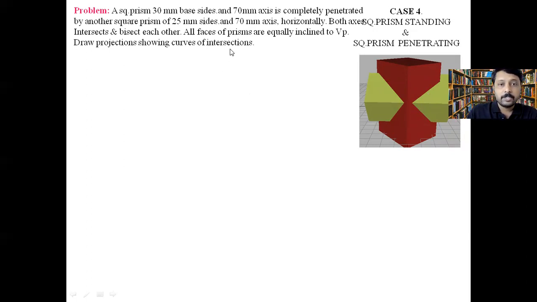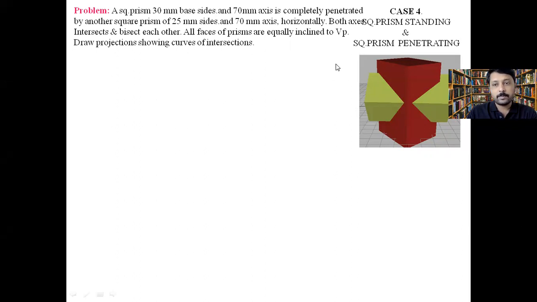And another condition is all the faces of the prisms are equally inclined to VP. Draw projection showing curves of intersection. Now they are saying the vertical plane is there. Now which is the vertical plane? We draw this XY line, which is the horizontal plane, and the plane which is behind this drawing is, as you can see, this gray part here. This part is the vertical plane, and they are saying that all the sides are inclined to this vertical plane. Okay, so this is how the condition is given.